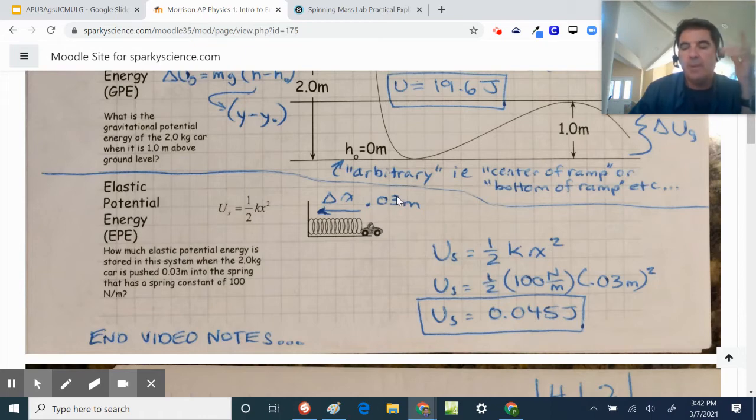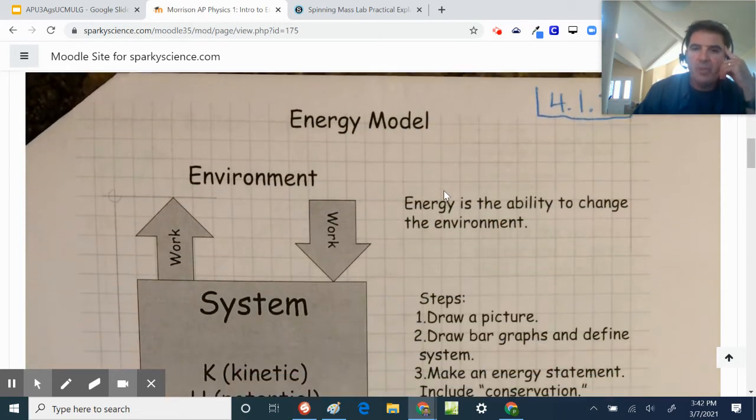Okay, so pretty straightforward. Now let's move on to how we talk about the law of conservation of energy. The law of conservation of energy says energy can neither be created nor destroyed, but it can change forms. And so let's see how it applies to that situation. So in the energy model, we have energy as the ability to change the environment.